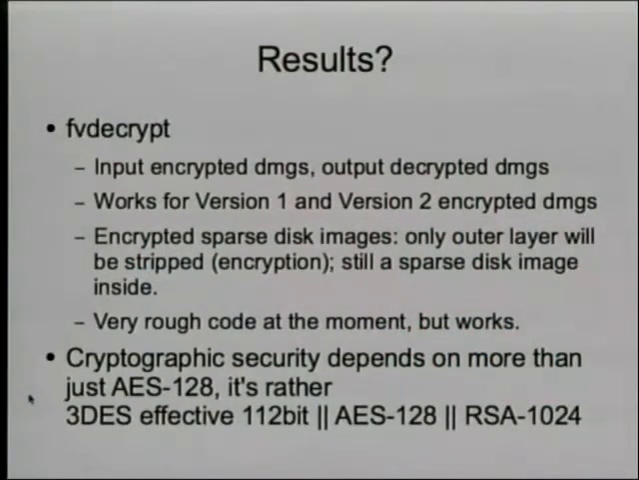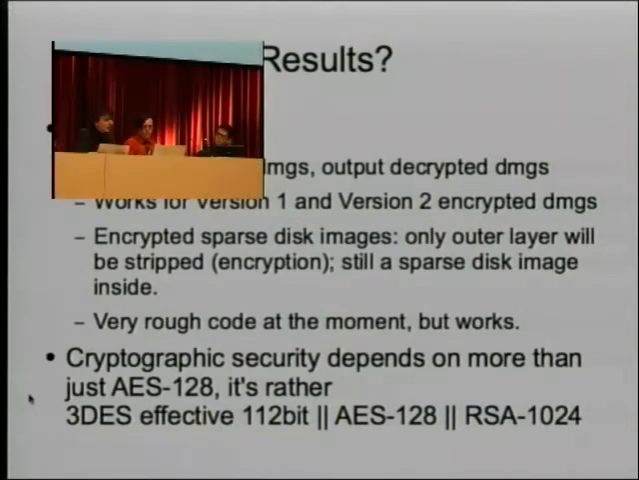What we also showed is that the cryptography of FileVault does not only depend on AES-128, I'll reiterate that to make the point, but it also depends on triple DES, which effectively has only an effective key length of 112 bits, and on the security of RSA-124. So if any of these three fails, you're screwed.